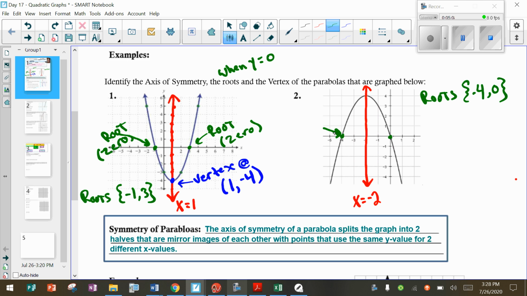So that's our root there at -4, and again at 0. The vertex is the turning point of our parabola. It's where the axis of symmetry and the parabola curve meet. That is the point that makes our vertex. So in this case, it's at -2, 4.